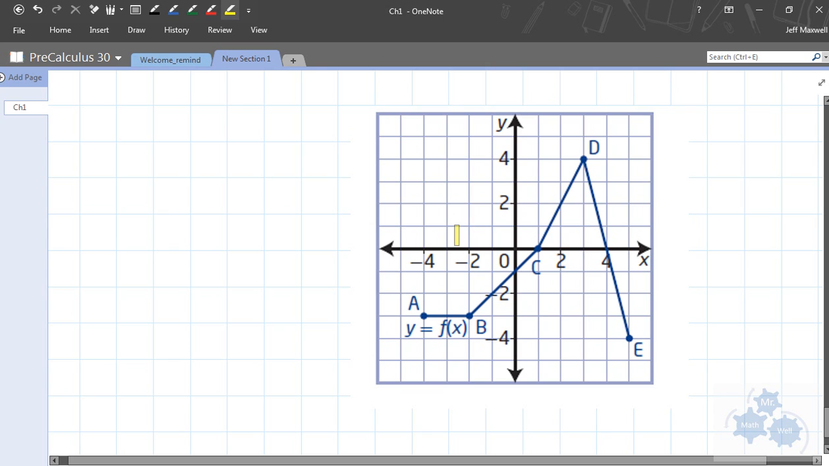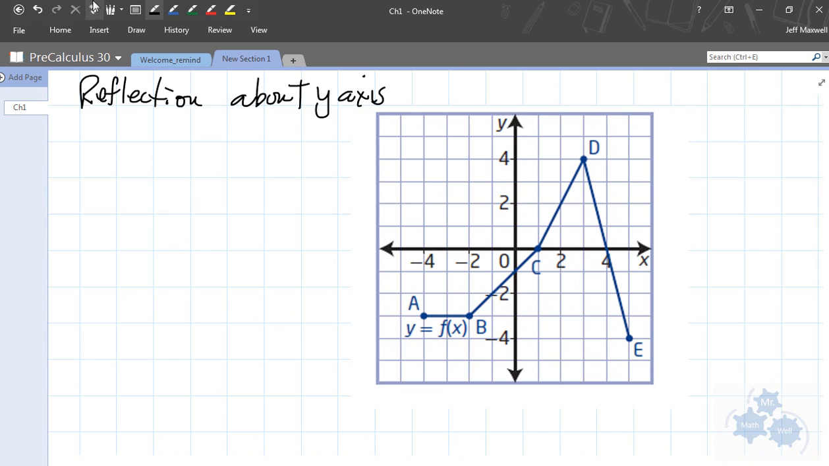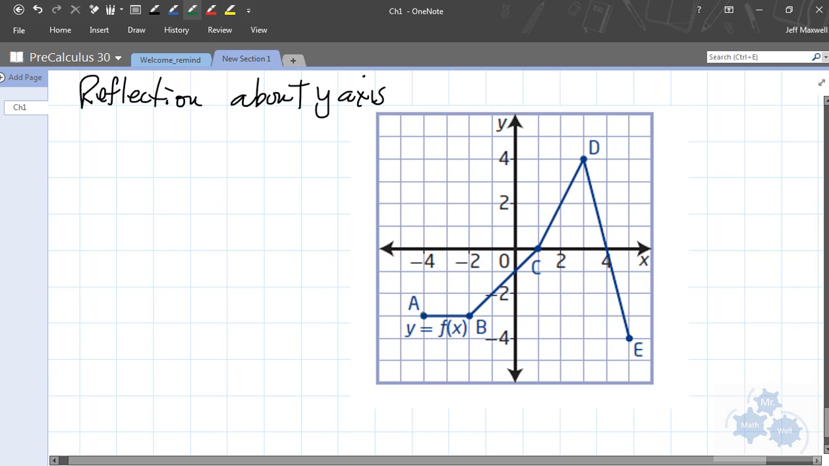Okay, so just take a moment to just kind of sketch this out in your book again, because we're going to do the same little exercise that we did before, except we're going to flip it the other way. Okay, I'm just going to name this reflection about the y-axis now. Okay, so we'll go through this just a bit quicker, I think.